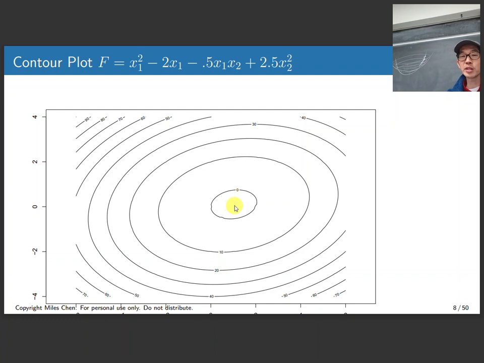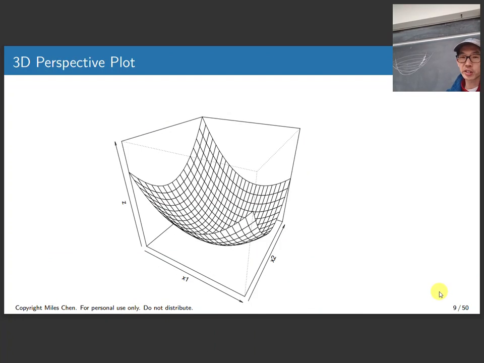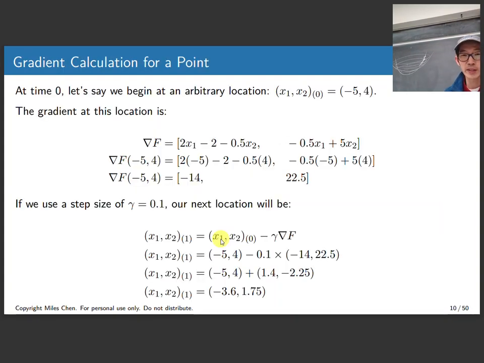And so the minimum is going to be located around here. I don't know where that is, 1, 0, something like that. It's located somewhere around here. We're going to start at some arbitrary location. Here's a 3D plot of what this looks like. If you were to fit this into a cube, it would look kind of like that, and the bottom is somewhere around there.